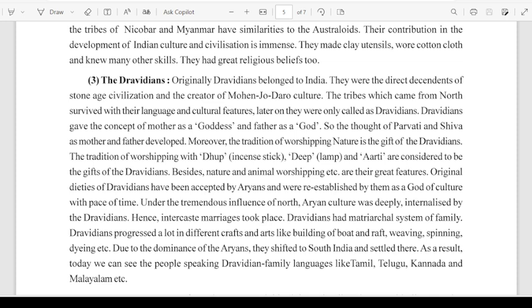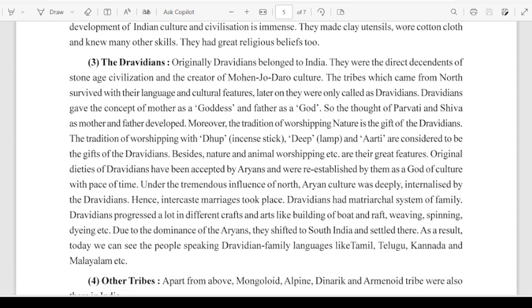Dravidians gave the concept of mother as goddess and father as god. So the thought of Parvati and Shiva as mother and father was developed. Moreover, the tradition of worshipping nature is the gift of Dravidians. The tradition of worshipping with dhoop, incense stick, deep, lamp, and arti are considered to be the gifts of Dravidians. Besides, nature and animal worshipping, etc., are their great features.